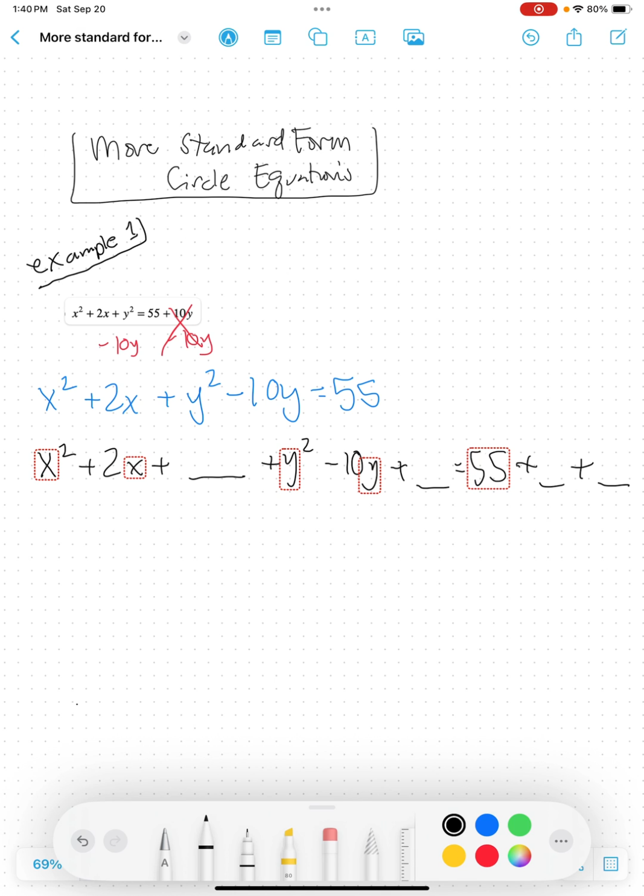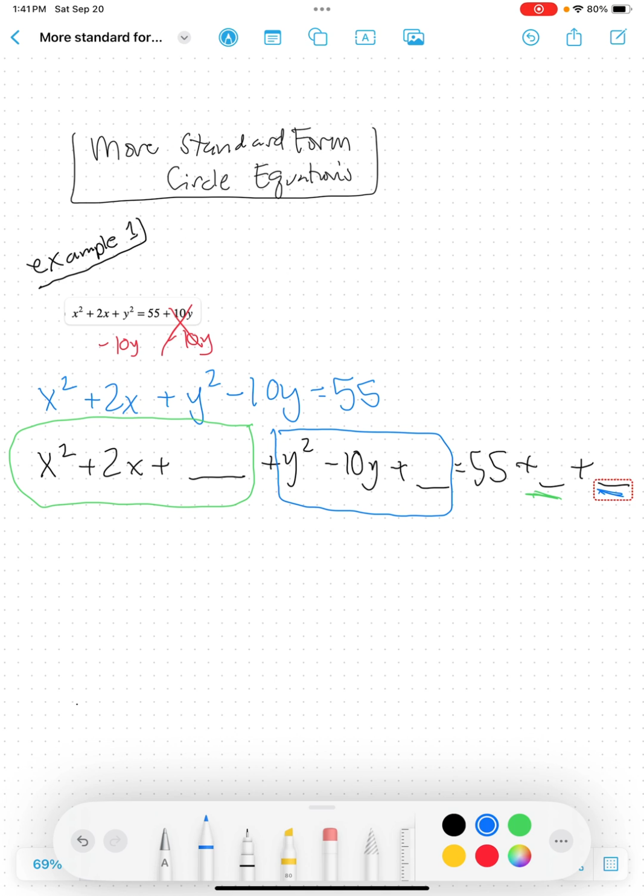So let's do x first. So I'm just going to worry about this right here. And then we'll do y. We'll do y in a different color. So we'll worry about y in a second. And then let's keep track. We're going to have to add 1 number over here for our x square and 1 number over here for our y square to keep them all balanced.